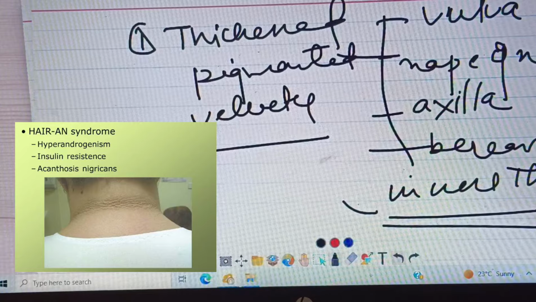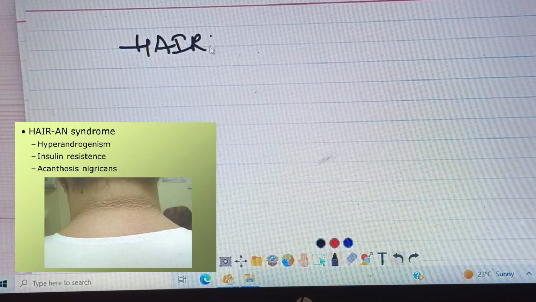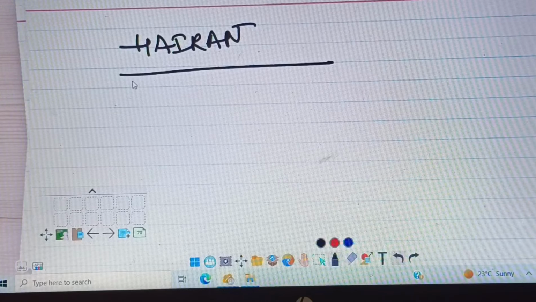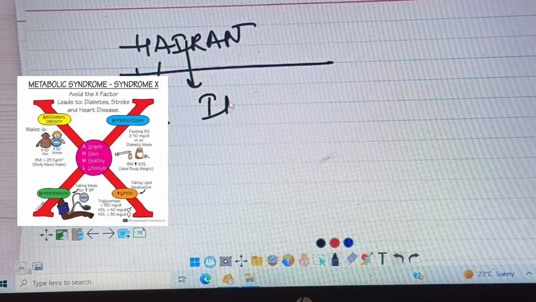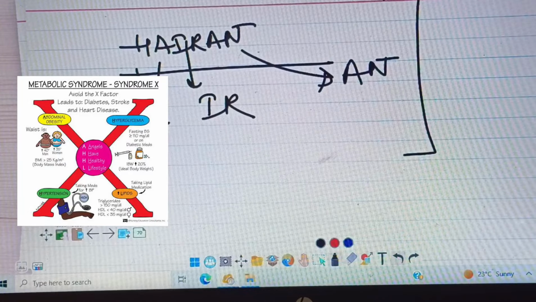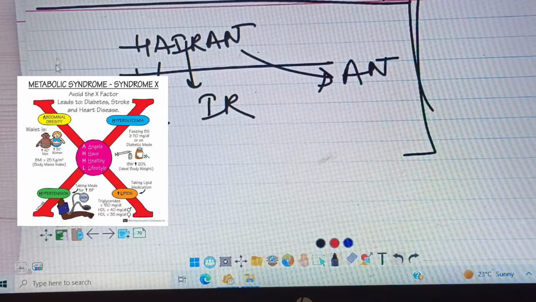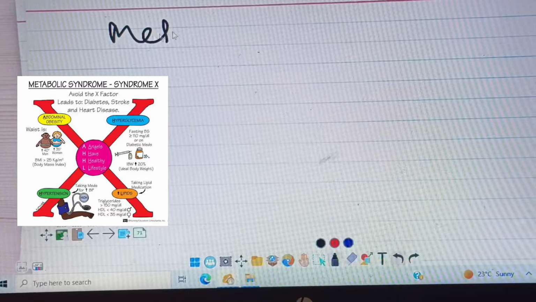Now next we'll come back again to what is HAIRAN syndrome. So this HAIRAN, this is hyperandrogenism, this is insulin resistance, and this is acanthosis nigricans. I hope now this is clear what is HAIRAN syndrome. Next we'll know what is metabolic X syndrome.